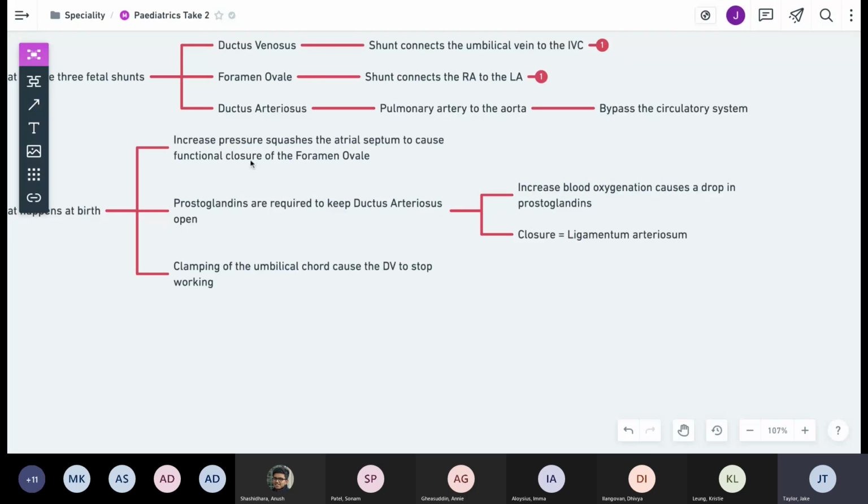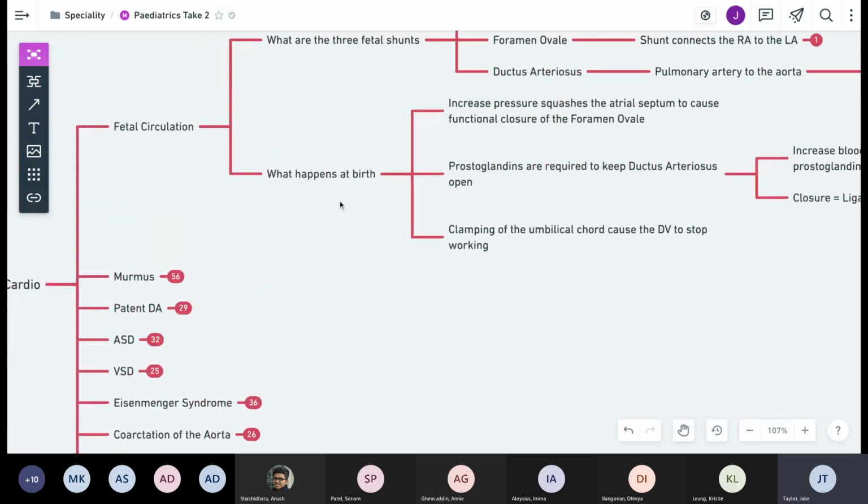And then when we take our first breath in, all that increased pressure on the atrial septum on the left-hand side from that first breath causes the foramen ovale to close. It's a functional closure, so this happens quite quickly. The foramen ovale and the ductus venosus.